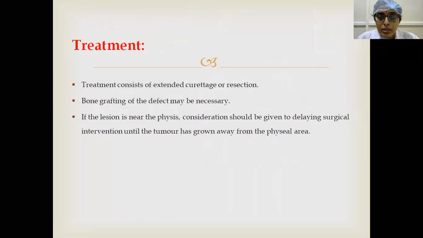So coming to the treatment, it consists of extended curettage or resection. If the curettage procedure weakens the bone, then you may have to augment the bone with a bone graft. If the lesion is also present near the physis, then we may have to delay the surgical intervention till the tumor has grown away from the physeal area.